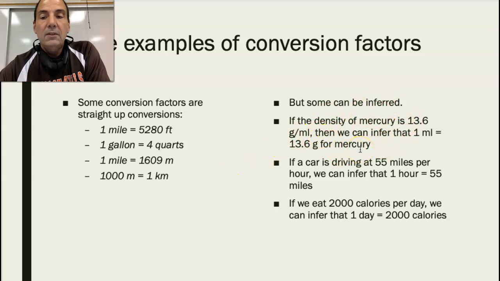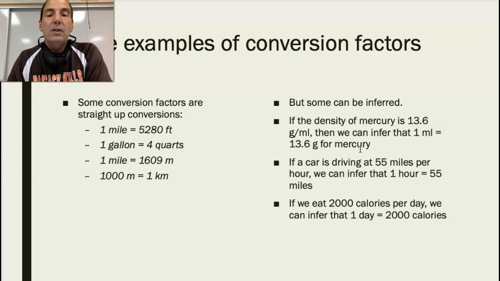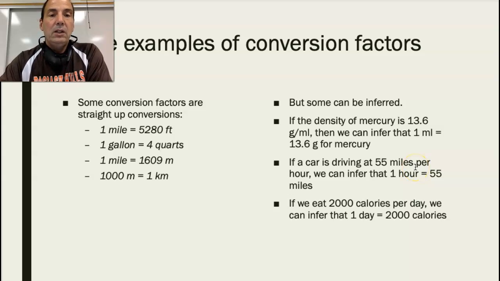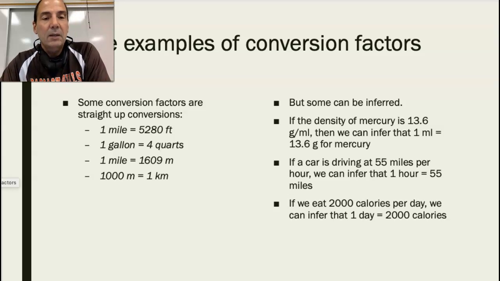Like if I tell you that the density of mercury is 13.6 grams per milliliter, what we're inferring is that 1 milliliter of mercury is equal to 13.6 grams. We're equating those. We're saying they're equal amounts for mercury. Okay? If a car is driving 55 miles per hour, I'm equating that 1 hour equals 55 miles. If you're on a 2,000 calorie per day diet, we're equating 1 day with 2,000 calories. Okay, so we need to be able to pull those things in as well. And there's going to be more chemistry-related things as we get into the chemistry. Obviously, I'm just trying to pick some basic ideas here.